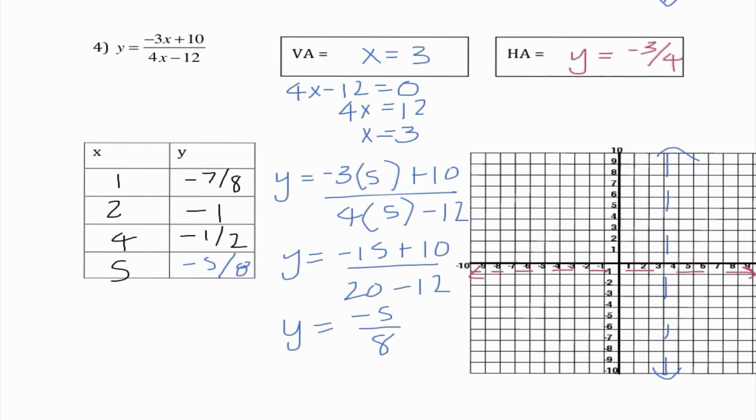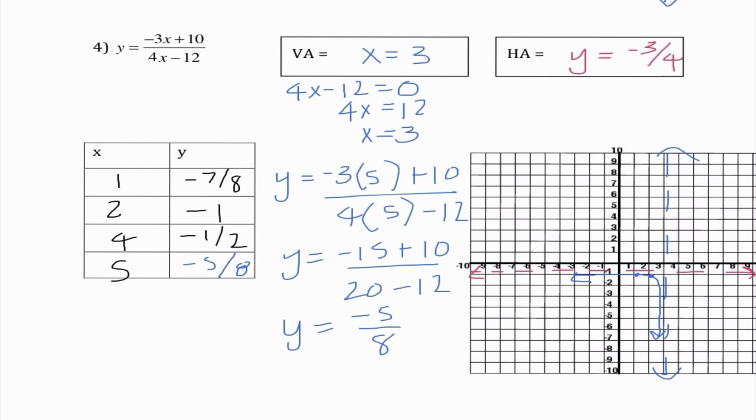So let's plot these ordered pairs. Okay, I have 1, negative 7/8. I'm sorry, that should be 1, negative 7/8. Let's fix that. Which we notice is getting really close to that asymptote, but it's not actually touching it. And then 2, negative 1. So we can see that this one is very close to the asymptotes.